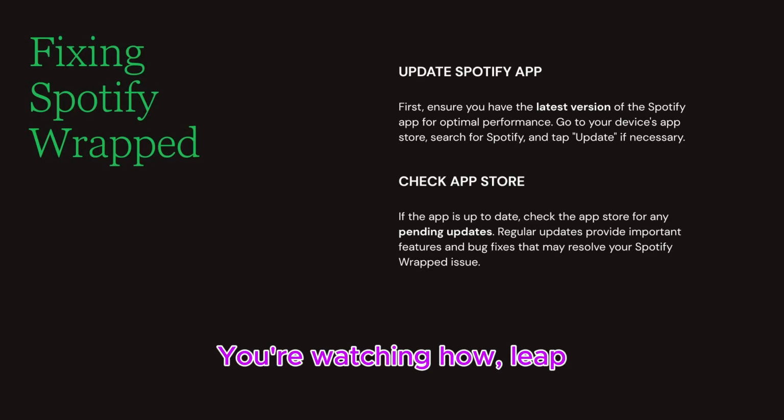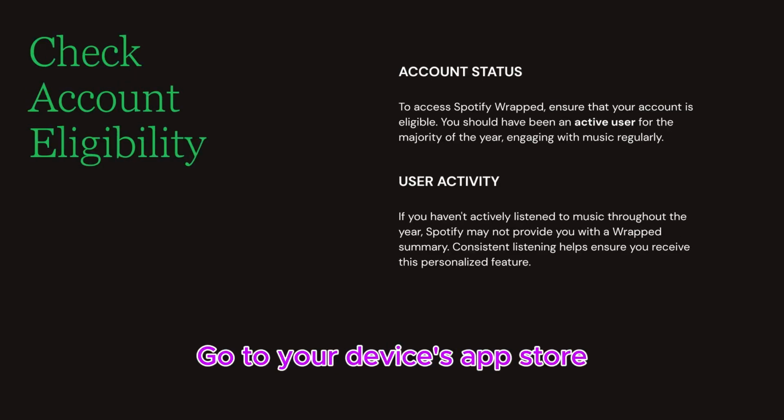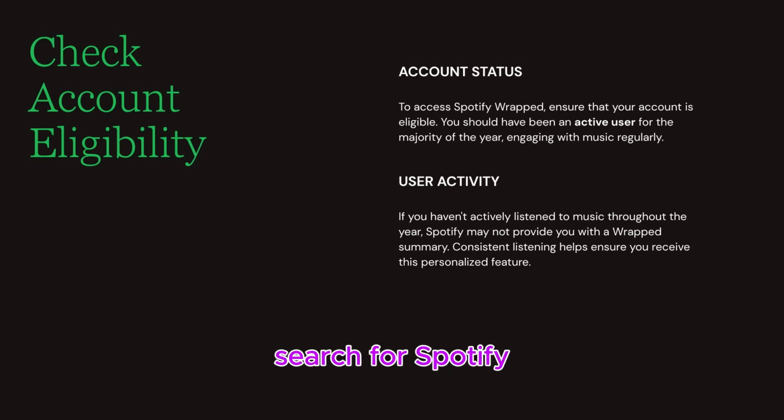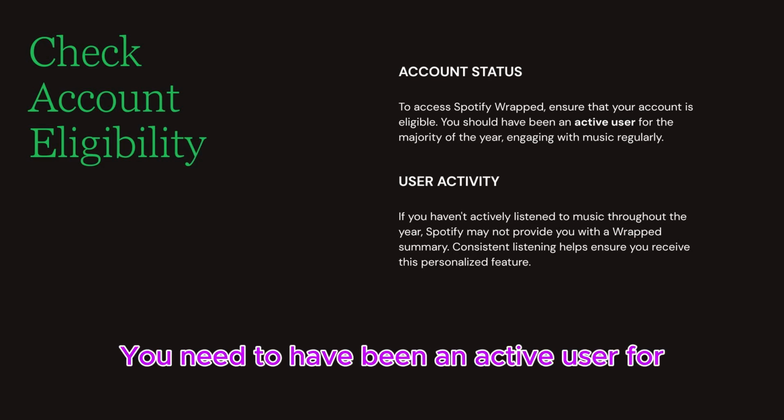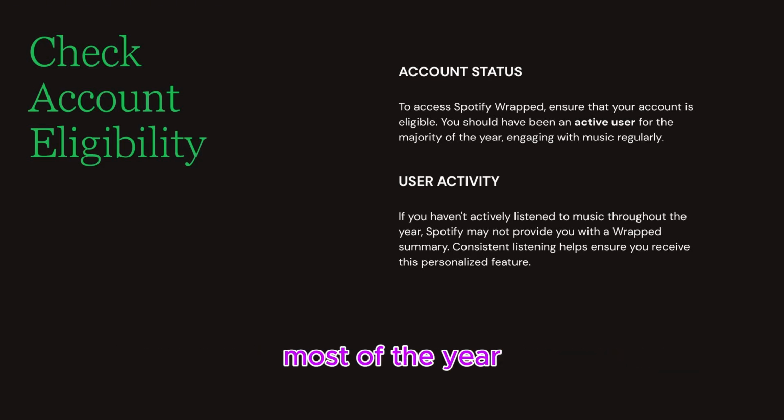You're watching How Leap. Let's fix Spotify Wrapped when it's not showing. First, ensure you have the latest version of the Spotify app. Go to your device's app store, search for Spotify, and tap Update. Next, check your account eligibility. You need to have been an active user for most of the year.